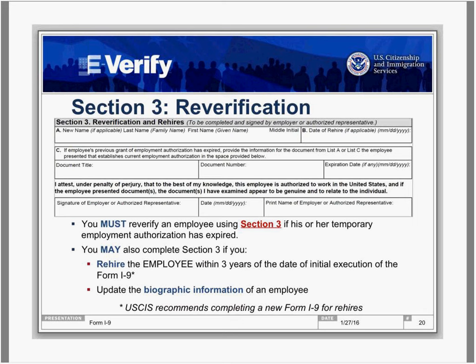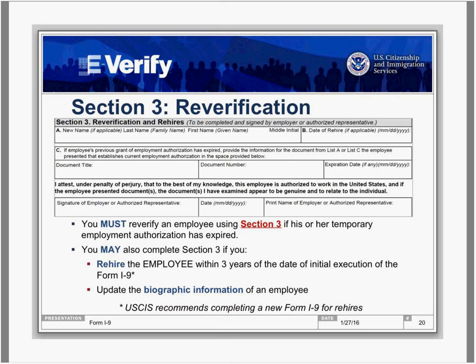The bottom talks in regard to when you complete Section 3. The first comment there, you must complete Section 3 if an employee's temporary employment authorization has expired. Maybe at the time that you hired them they showed you a document, maybe they showed you an EAD card, an employment authorization card. Here it is January, you hired them, and that EAD card is expiring in April. So closer to April, that card's about to expire, you have to re-verify their work authorization. That's where you complete Section 3.